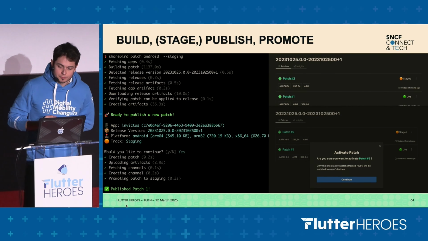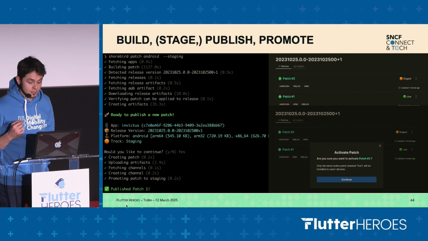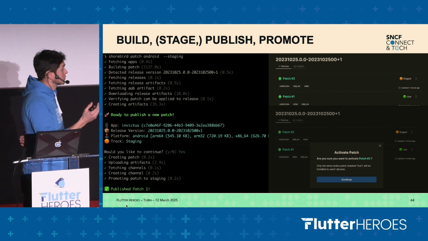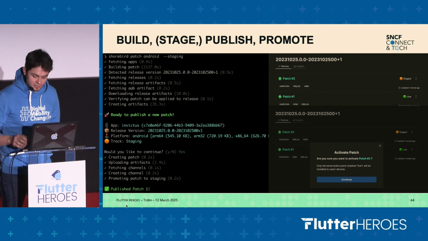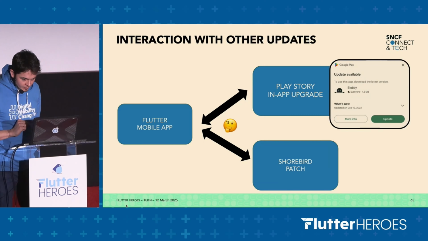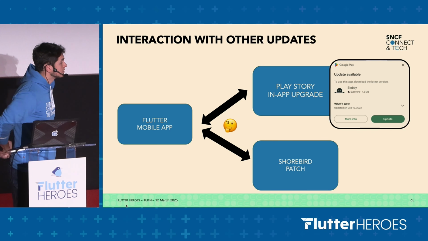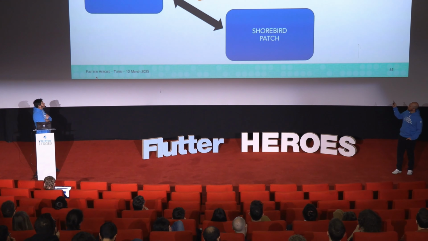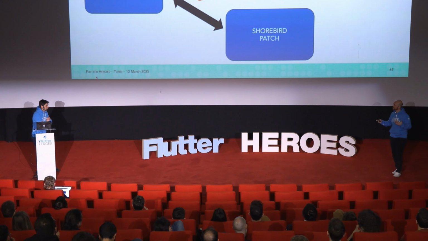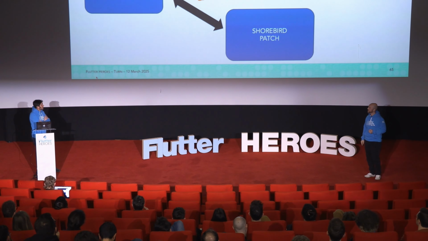And so once you've made a patch with Shorebird, you can either send it directly to production, or you can activate it manually with a double validation. It's not so simple. You still have things to consider, especially how you interact with other systems. Yes, we've mentioned the flexible upgrades.